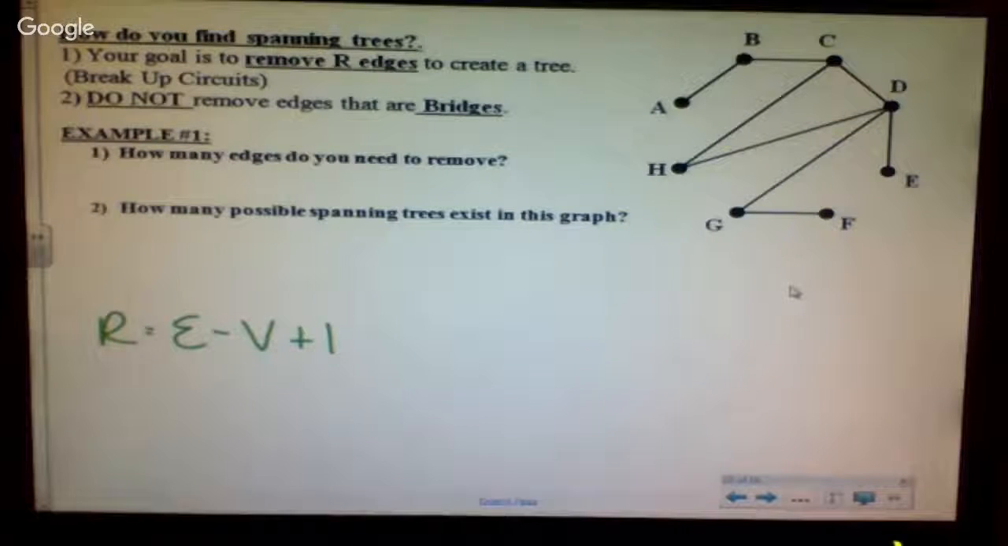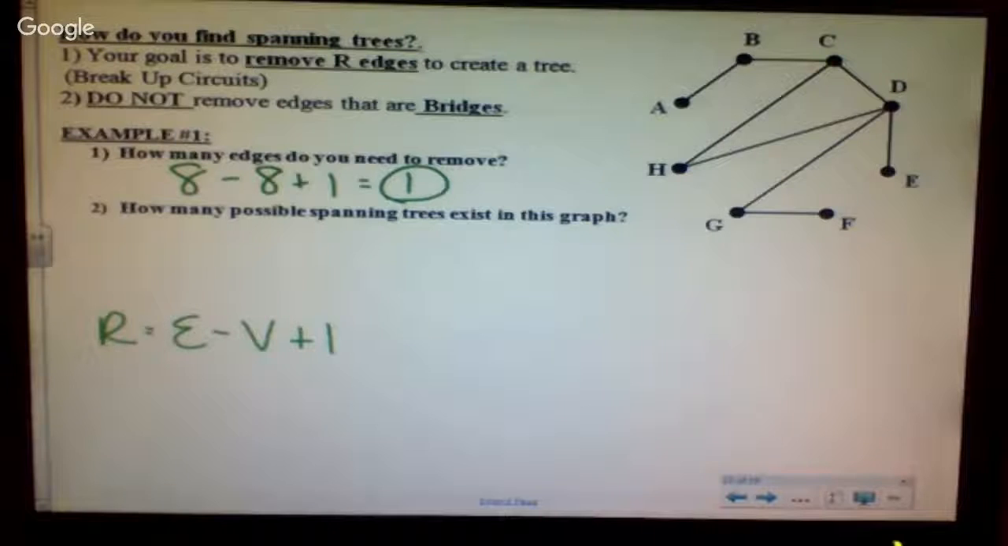So I know we did this one yesterday, but I want to start here before we jump into example 2. So example 1, we found out edges. How many edges did we have in this graph? 8. 8 edges minus how many vertices? 8. Plus 1, which means we had to remove 1 edge.